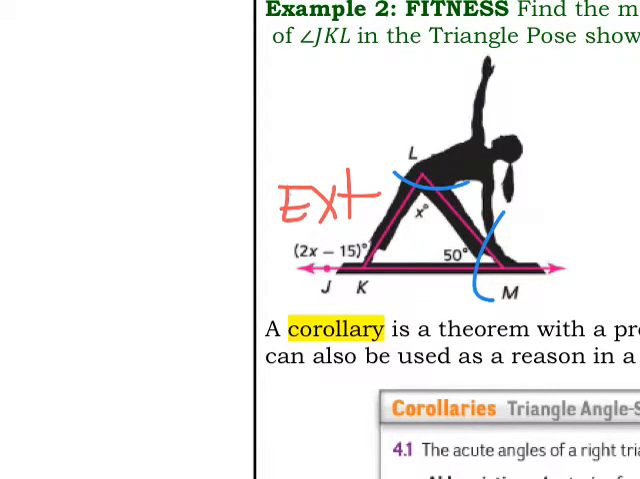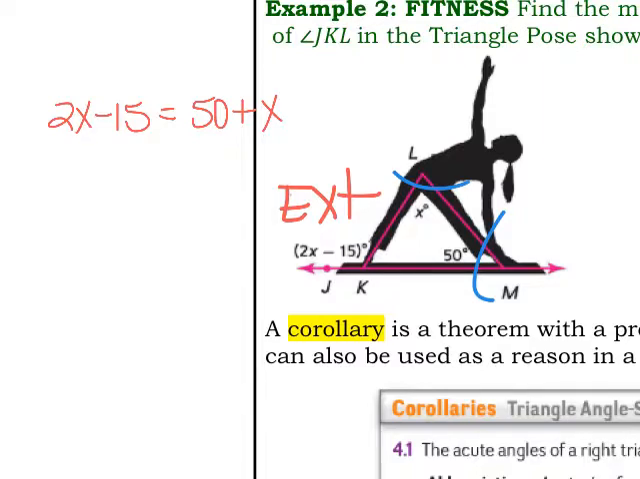So you're going to take your exterior angle. What's my exterior angle? 2x minus 15. What are the two angles I marked in blue? Which ones did I mark in blue? 50 and x. You're just going to add those together: 50 plus x. And then we just solve it. That's all we're doing.